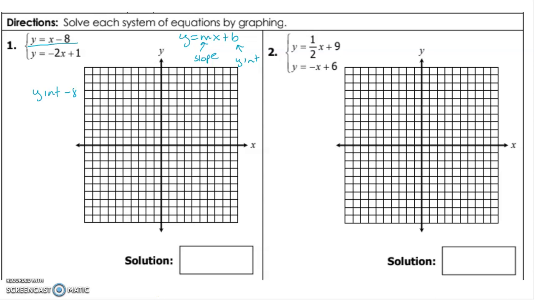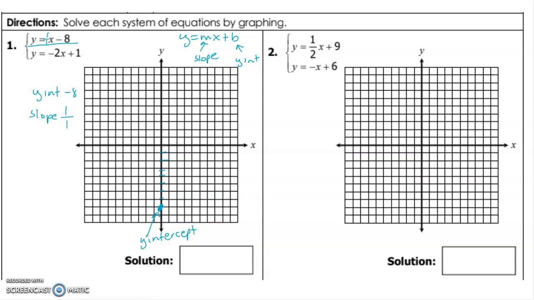All right, so the y-intercept is going to be -8. So on my graph, I'm going to go to my y-axis, and I'm going to go down 1, 2, 3, 4, 5, 6, 7, 8. So down here, this is going to be my y-intercept for the first line. And then my slope for the first line is actually going to be 1/1. And I know that because if there isn't a coefficient, then we know that there's an imaginary 1 in front of the x, and that's the same thing as 1/1. So my slope is 1/1.